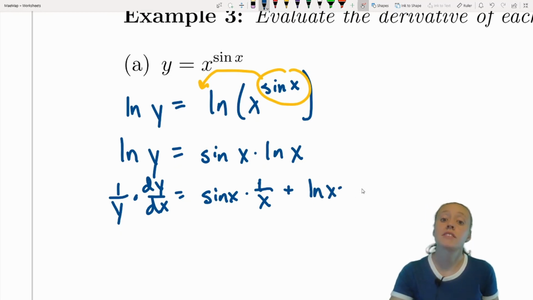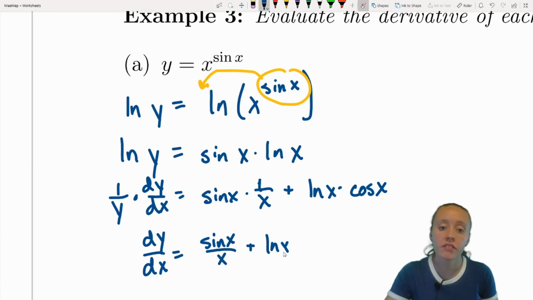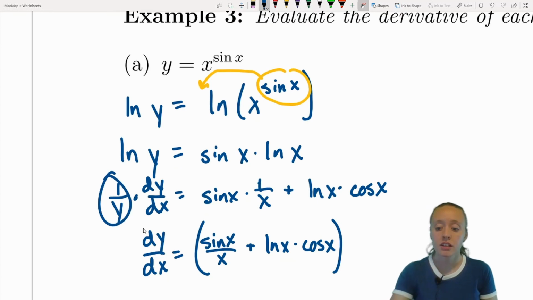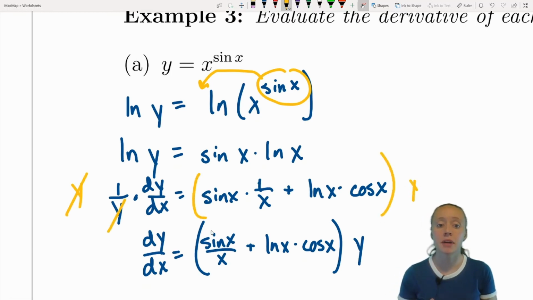The derivative of sine of x is cosine of x. So simplifying this down and solving for that derivative function, we have dy dx equals sine of x all over x plus the ln of x times cosine of x, and this is all multiplied by what? By y. We're multiplying both sides by y in order to cancel it out from my left-hand side. That was when I isolated my dy dx.